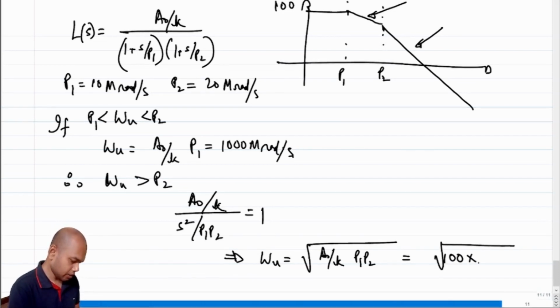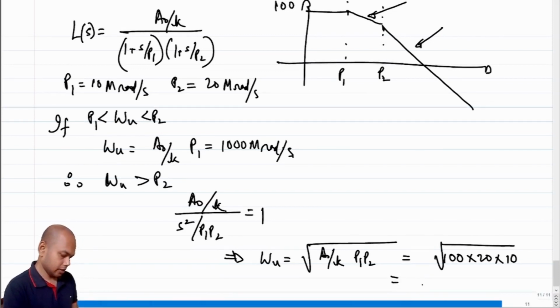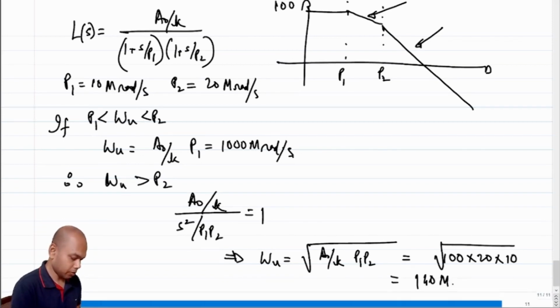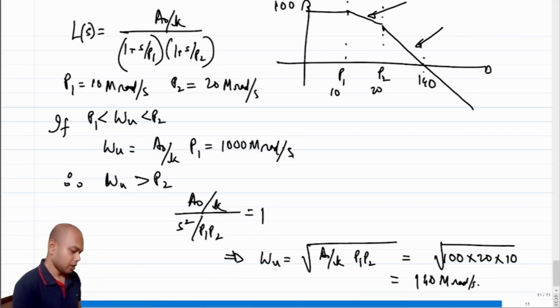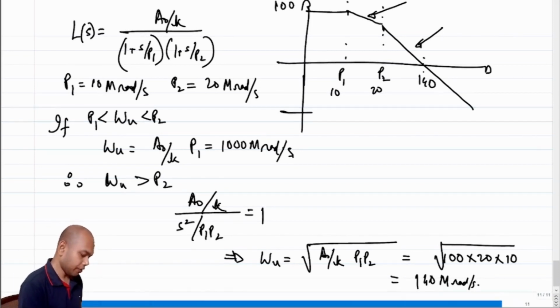This is 100 times 20 times 10, that is 100 to 2, that is 140 megahertz, right? 140 mega radian per second, right? So this is 10, this is 20, this is 140, correct? So if that is 140, what will be the phase plot? What will the phase plot look like?